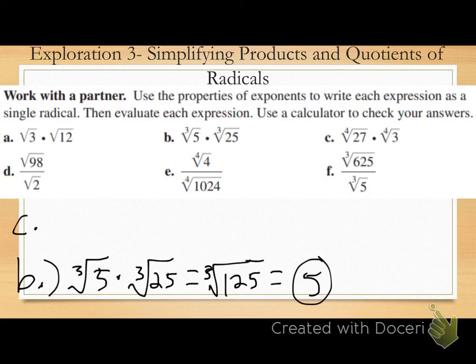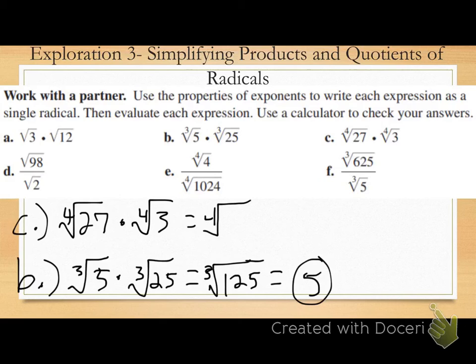Letter C. 4th root of 27 times the 4th root of 3. Do the roots match up? Yep, so what can I do with those numbers under the roots? Multiply them. What's 27 times 3? 81. So now I'm asking myself what number times itself, four times, gives me 81. What is it? It is 3. 3 times 3 is 9. 9 times 3 is 27. 27 times 3 is 81. Questions on C?